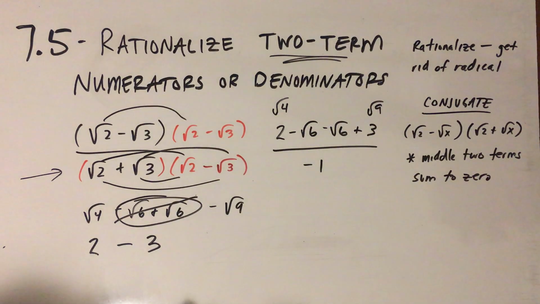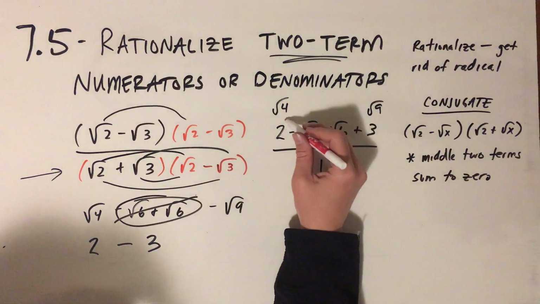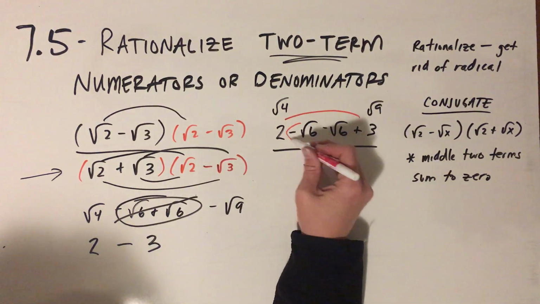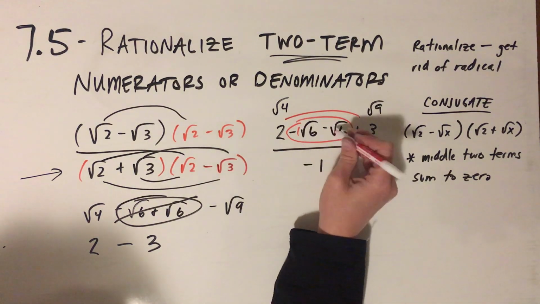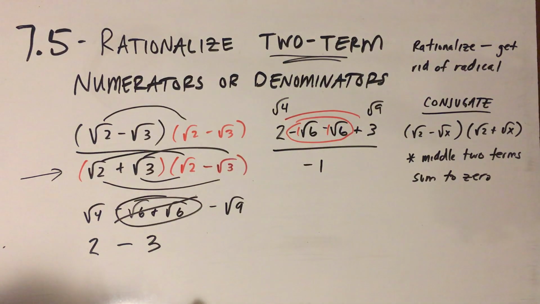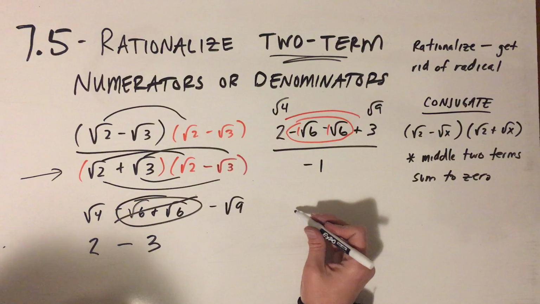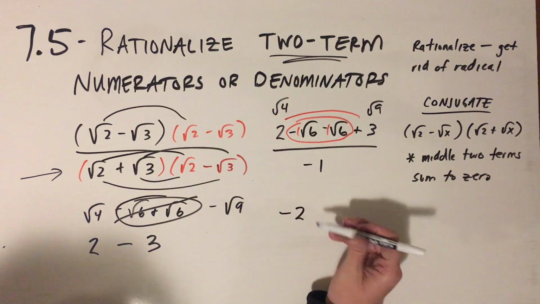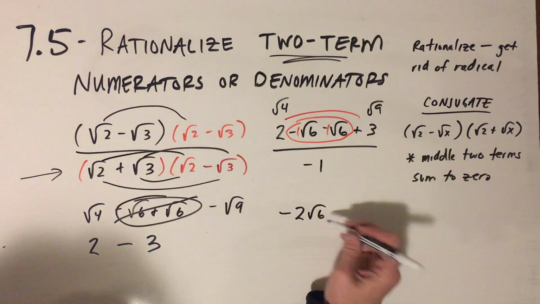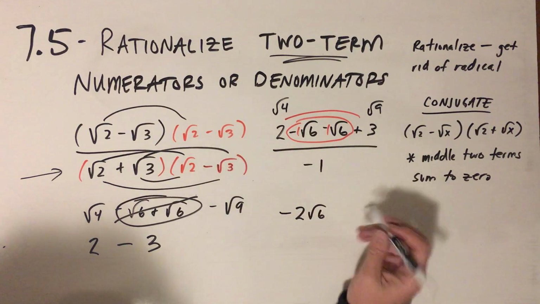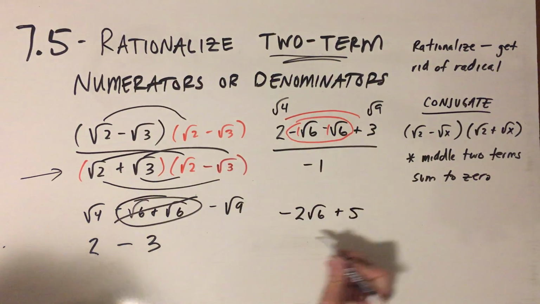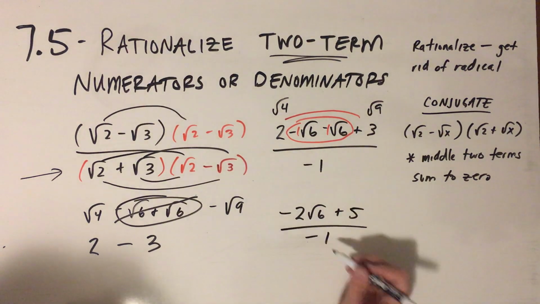Okay, so then I'm going to look at these and say, wait a second. I can actually combine these constants, and I can combine these. These are like terms. This is one of those and another one. When I have a negative 1 plus a negative 1, I get a negative 2. So I'm going to have negative 2 root 6. And this is going to be 2 plus 3, which is 5. Plus 5, all over a negative 1.